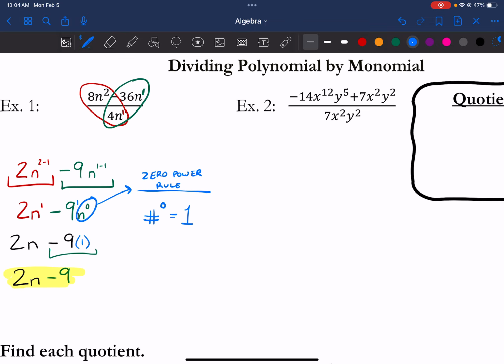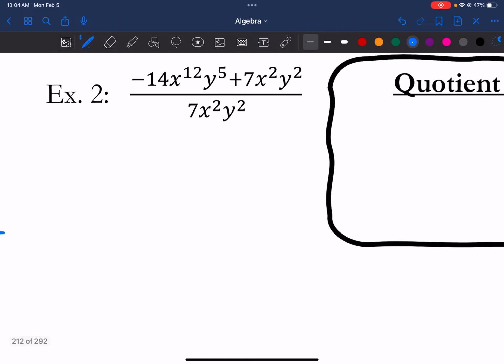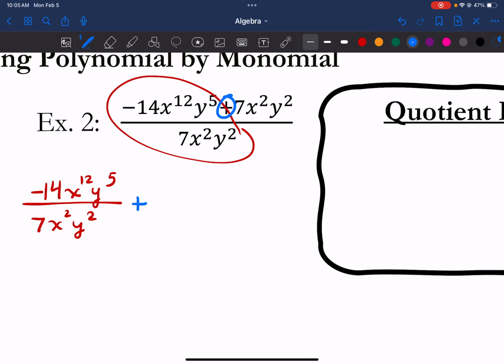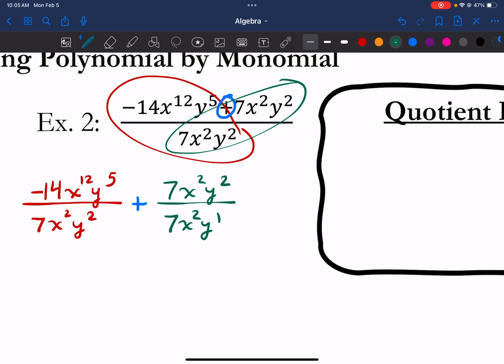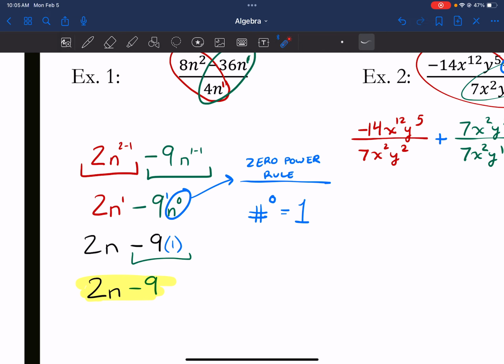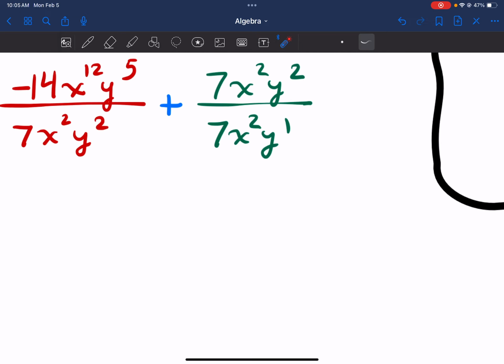If doing a lot of this in your head gets confusing, we can totally separate them. So still, I'm going to draw my circles, but I'm going to rewrite it. Negative 14x to the 12th, y to the 5th, over 7x squared, y squared. There is a plus sign in the middle, and then I go the other way. 7x squared, y squared, over 7x squared, y squared. Since there are 2 terms in the numerator, you want to make sure that you still end up with 2 terms in your final answer, right? We had 2 terms in the numerator, so our final answer has 2 terms. So you don't lose anything.